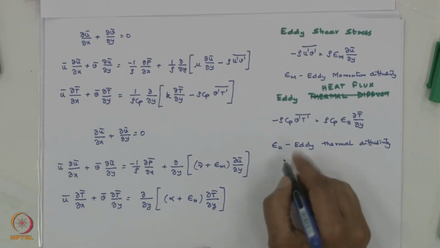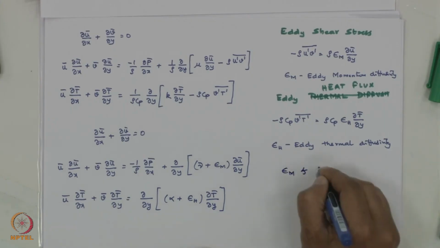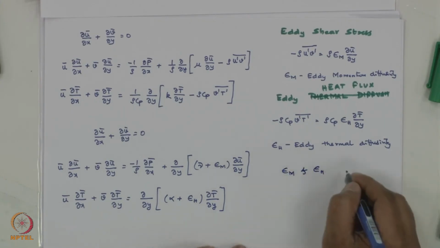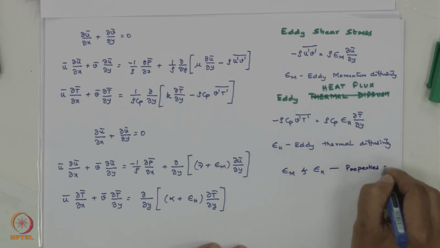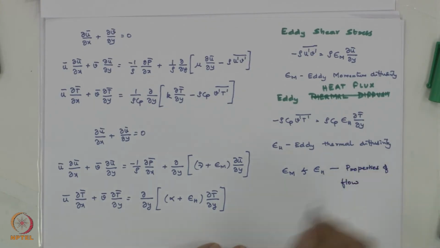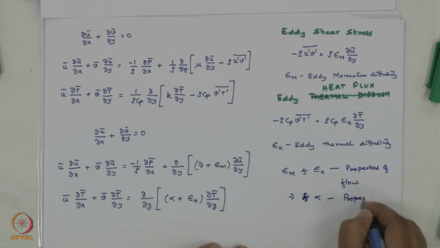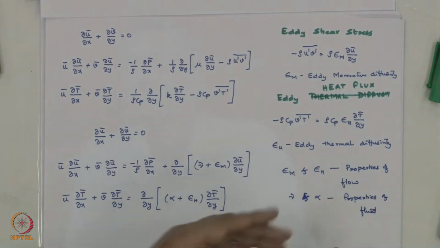Remember, epsilon m and epsilon H, unlike nu and alpha, are not properties of the fluid but properties of the flow. Nu and alpha were properties of the fluid. That is the major difference. Flow means it depends on whether it is an internal flow or external flow. We will come to how we get these values of epsilon m and epsilon h.